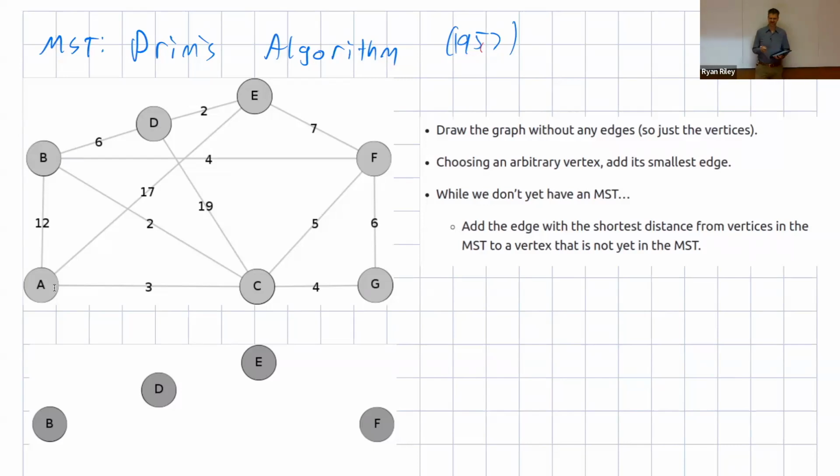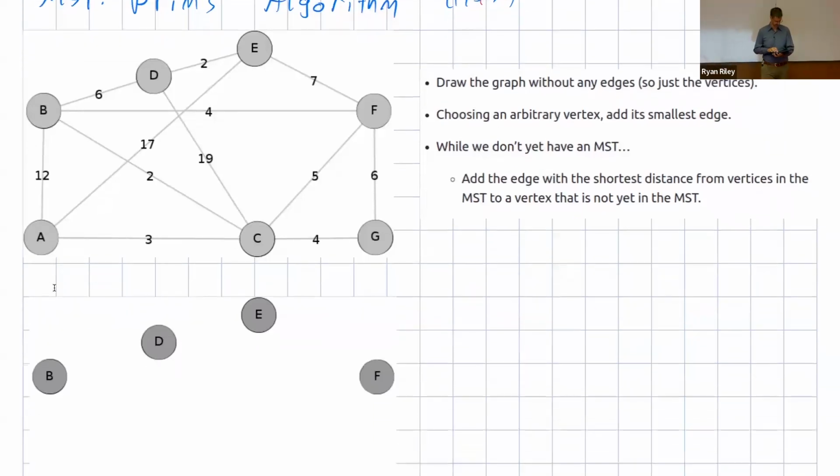Draw the graph without any edges, same idea. Choose an arbitrary vertex, so an arbitrary node, and add the smallest edge that's going out of it. And then while we don't have a minimum spanning tree, keep adding small edges until you do, right? What I mean is you look at the connected graph you've built so far, and you find the smallest edge that can go out from that connected graph. We'll do it as we go here.